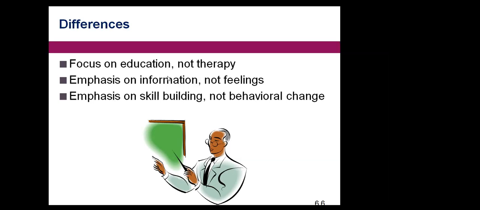And emphasis on skill building. Psychoeducation can give information, can help you to build some skills, but doesn't really target behavior change. It only gives the information that will help them, during counseling sessions, to be able to modify their behavior in the desired direction. So these are some differences.